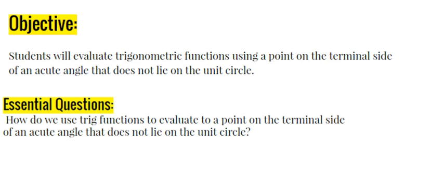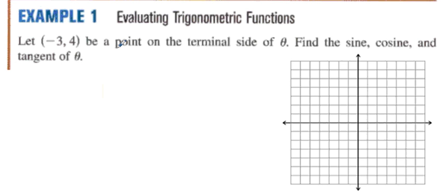Our first example will be this point (-3, 4). So go ahead and copy this down in your notes. Let (-3, 4) be a point on the terminal side of theta, and we want to find sine, cosine, and tangent.